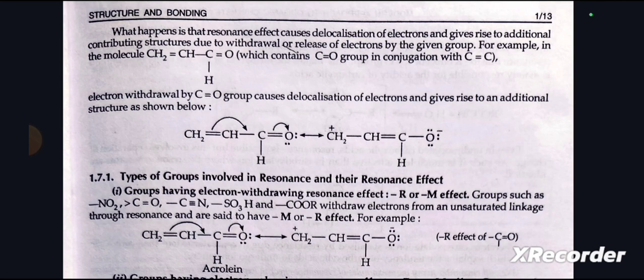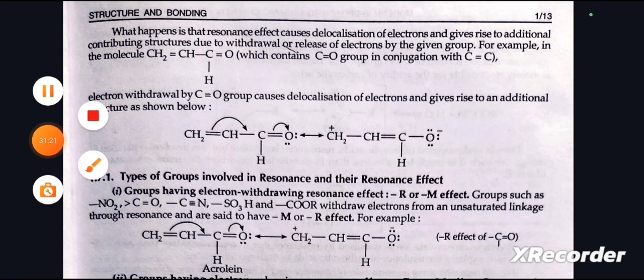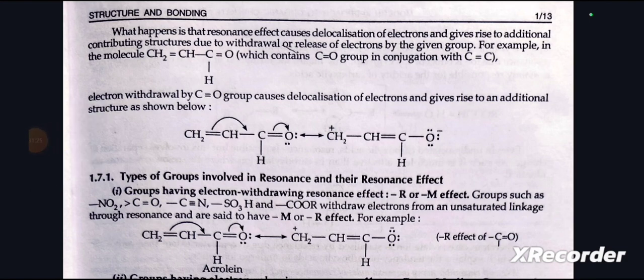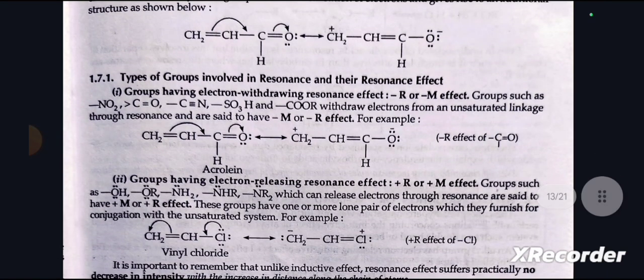For example, in the molecule CH2=CH–CH=O, which contains a C=O group in conjugation with the C=C, electron withdrawal by the C=O group causes delocalization of electrons and gives rise to an additional structure as shown below. CH2=CH–CH=O gives CH2+–CH=CH–O−.